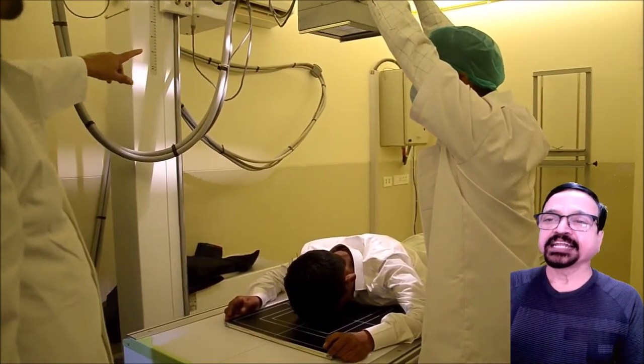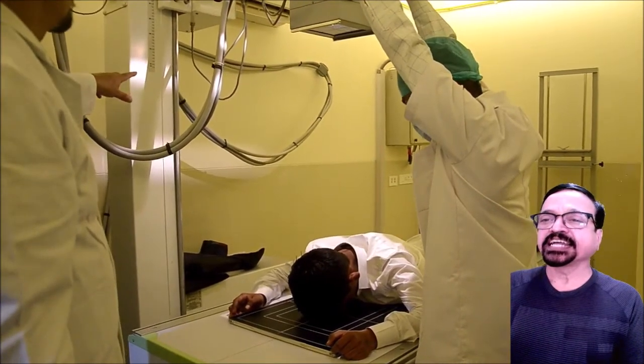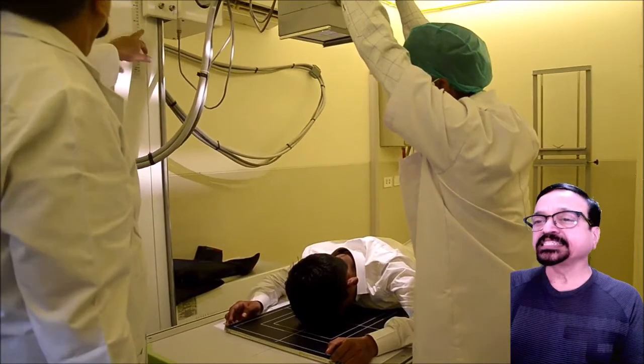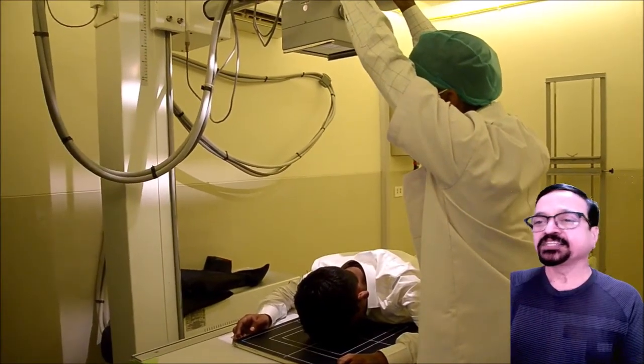Distance of 100 centimeters is again rechecked. Tube centering is again rechecked. Here we center the tube to the center of the CR plate. So that is the way it should be done.